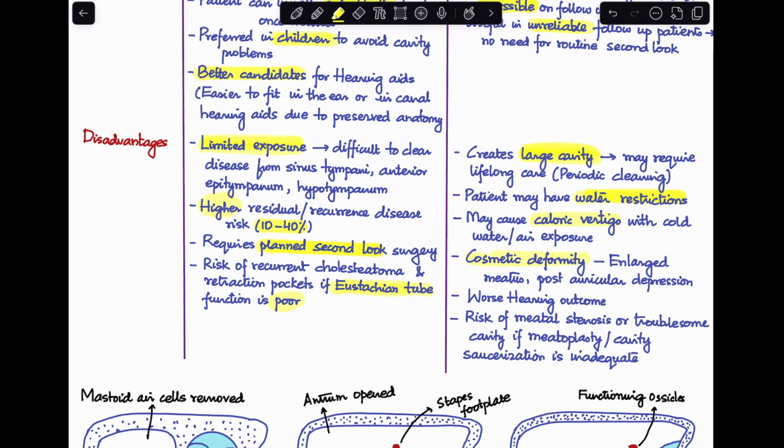Next, we have cosmetic deformity in these patients because of the enlarged meatus and the post auricular depression that occurs because of the surgery. Another significant disadvantage is that usually these patients have a worse hearing outcome. And lastly, there's a risk of meatal stenosis if their meatoplasty or the cavity saucerization has been inadequate.